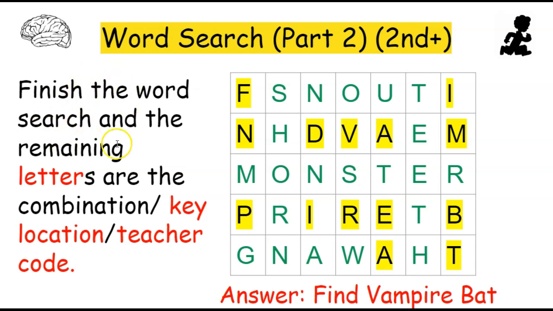So you're finishing this word search, and the remaining letters are the combination, key location, or the teacher code. Once you've found the words snout and horn and monster and teeth and gnaw and crossed them all out, it's what remains that you're going to be using for, in this particular case, key location. So taken all together, it spells out find vampire bat, which is where the key is hidden.